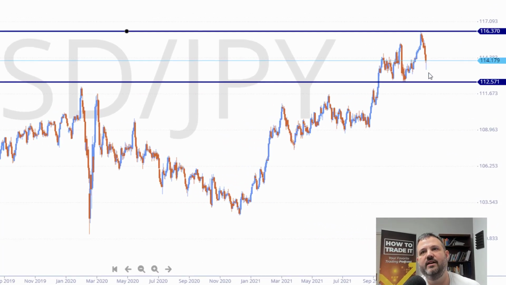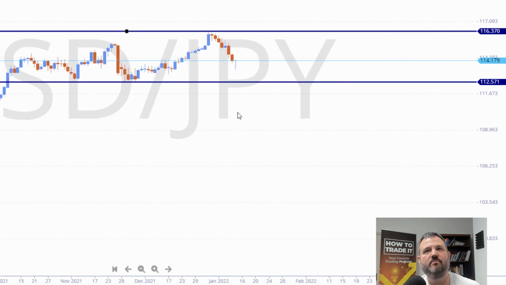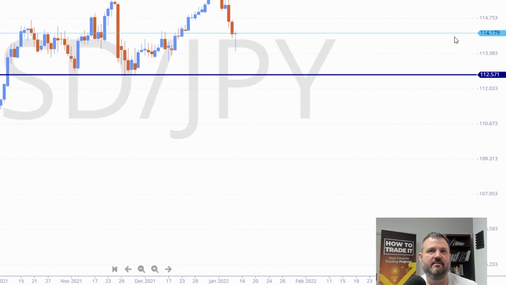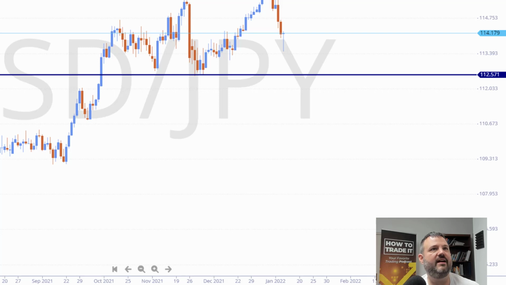We're in a zone. Yesterday was a pretty strong bullish candle. And so do we have a trend line that we could look at? Let's take a look and draw the trend line.